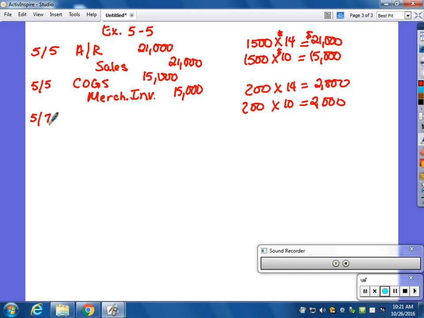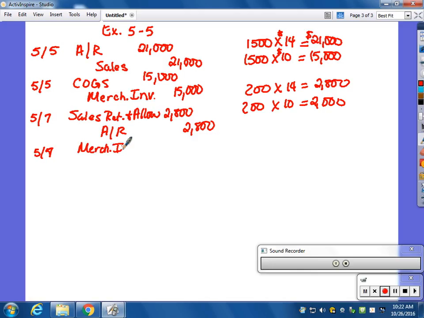So to account for the credit that we extended to the customer on May 7th, we debit what? Sales returns and allowances. And credit what? Accounts receivable for that 2,800, right? And then on that same day, we put it back in our inventory. So we debit what? Merchandise inventory. Credit cost of goods sold for the 2,000.